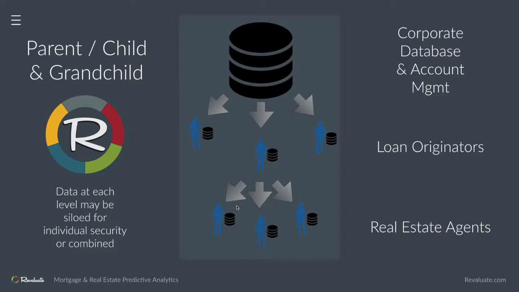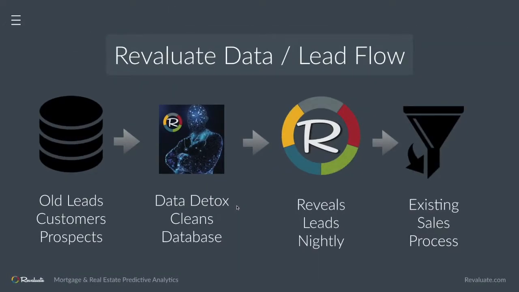So let's take a step back then, and let's look at this overall lead flow, because again, the goal here is to leverage the data to increase sales, to increase ROI. So we're starting with the old customers, leads, and prospects. We're doing a data detox that's included in the process. Whenever we get new contacts in, they go through this kind of scrub, this detox. And then Revaluate, our core technology, is to reveal leads that are most likely to move in the next 6 months. And so every night we go through and we rescore those contacts, telling the owner of that database, the owner of that silo, here are the people that you want to reach out to.